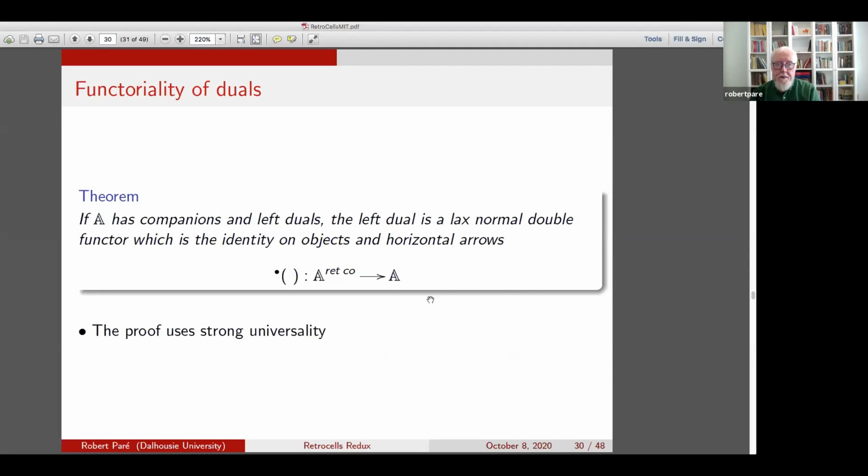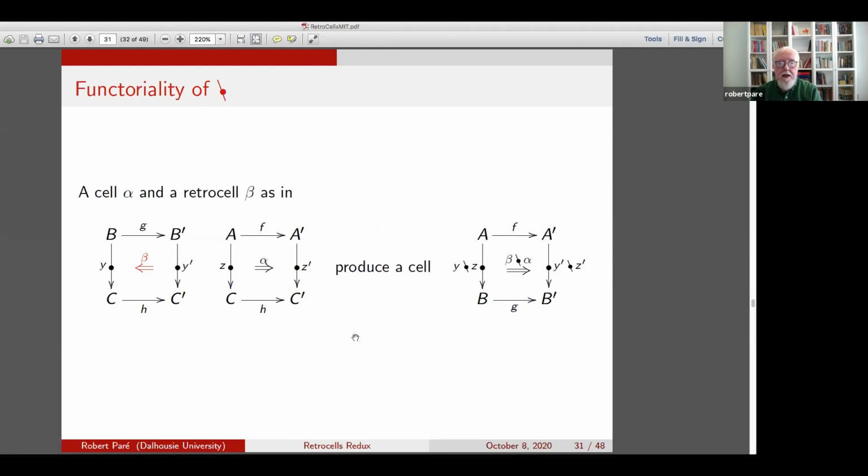Now, the duals that I mentioned before are actually functorial. So they give you a double functor going from A ret co. Co is the vertical dual. So you have to take ret and co, and then you get here a double functor. I'm not going to go through the proof of this, but it's straightforward if you like. And the internal hum is also functorial. You need to have the alpha be a standard one.